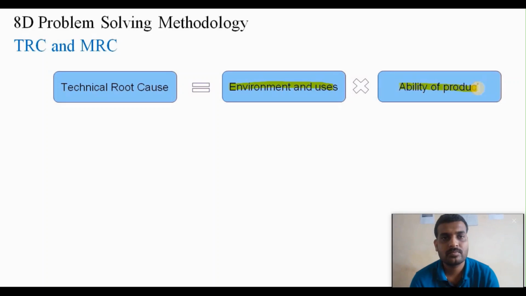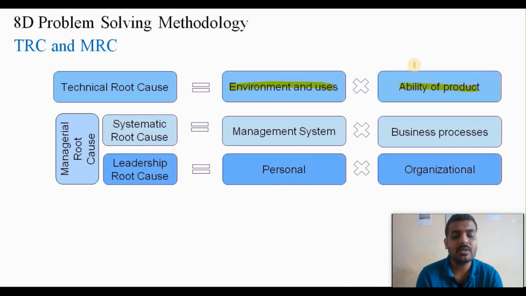So this managerial root cause consists of a systemic root cause and a leadership root cause. The systemic root cause is due to the management system or business processes. For example, the management system is the specification for the product or processes, and FMEA. For business processes, examples are control charts or work instructions. If those control charts or work instructions are ambiguous or not created, or they are misleading, then also there is a chance of defect or non-conformity.